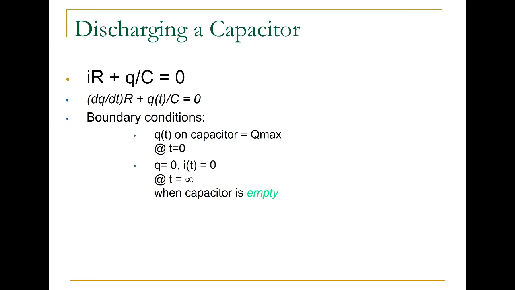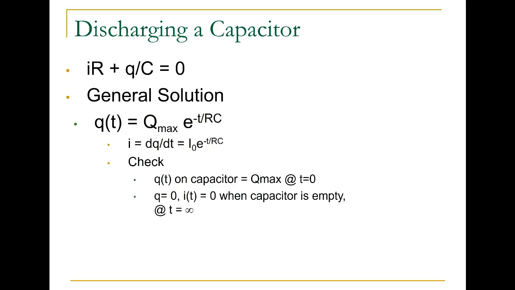And we do have some boundary conditions. Okay, we know that Q of t on the capacitor is equal to Q max, or also Q naught, at t equals 0. And basically, the current is going to be equal to 0 at t equals infinity. And so the capacitor is going to be empty at t equals infinity, and both the charge and the current will tend to 0. And we saw that in the graph.